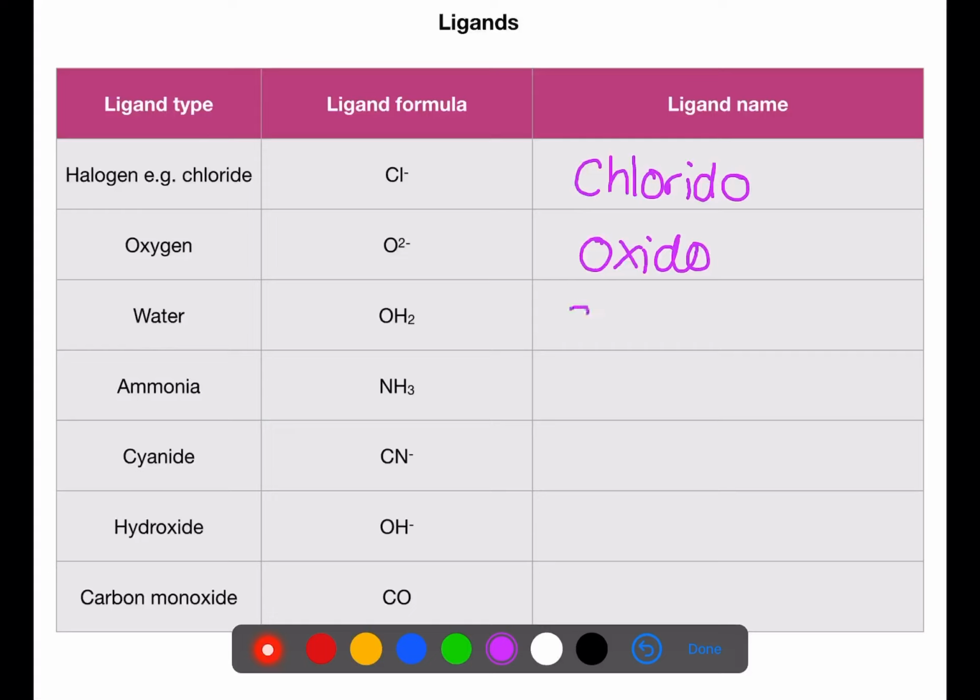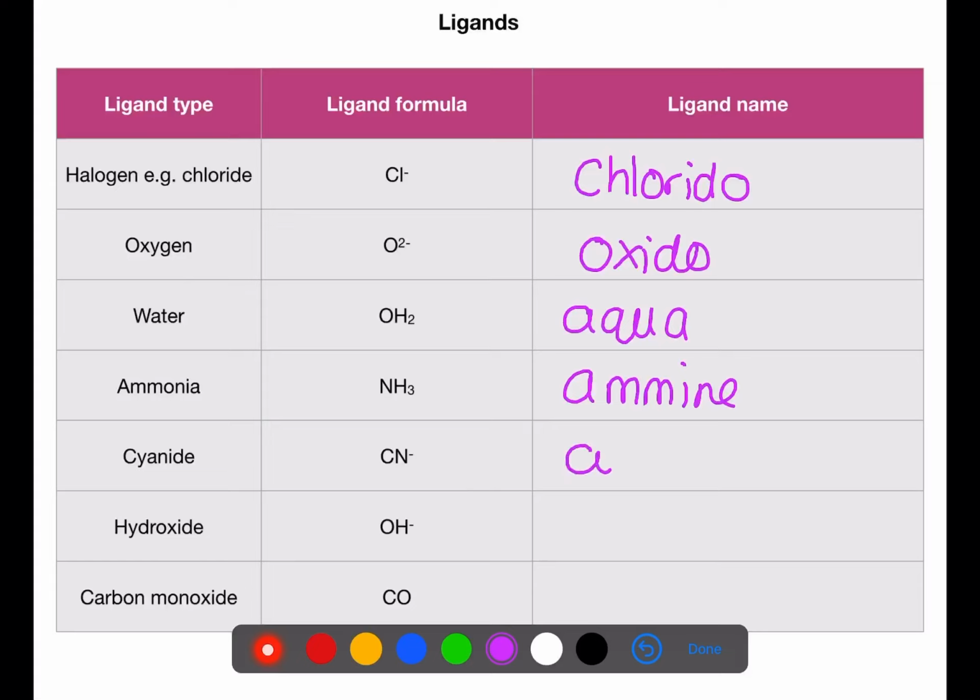Water is aqua. You'll notice that the ligand formula for water is OH2 rather than H2O. This is because the lone pair on the oxygen is used to form the dative covalent bond to the metal, and therefore this atom must go first. Ammonia is given the name ammine, which has two M's, and spelling is very important. The lone pair on the nitrogen is used to form the dative covalent bond, and therefore the nitrogen goes first in the formula.